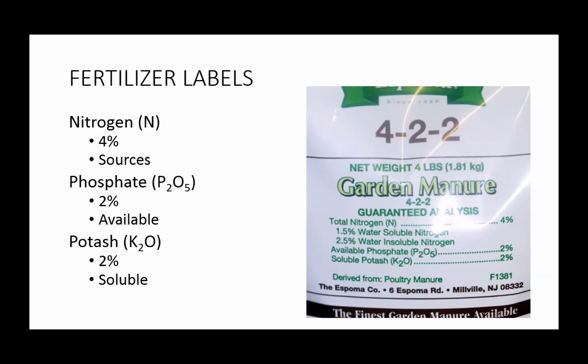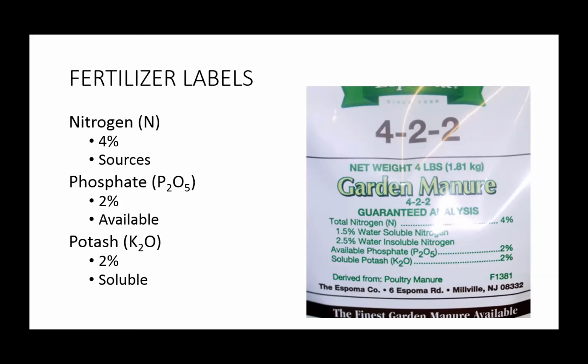And a lot of it is numbers, right? So the numbers we tend to pay attention to are the grade at the top, which are 3 numbers separated by dashes. So in this case, 4, 2, 2. And that tells you how much nitrogen, phosphorus, and potassium are in your fertilizer, in that order, always in that order. So in this case, we have 4% nitrogen in our fertilizer, 2% phosphorus and 2% potassium.